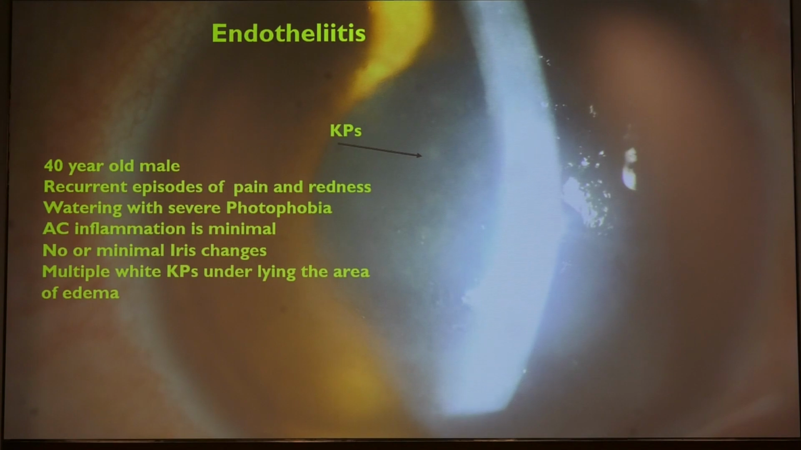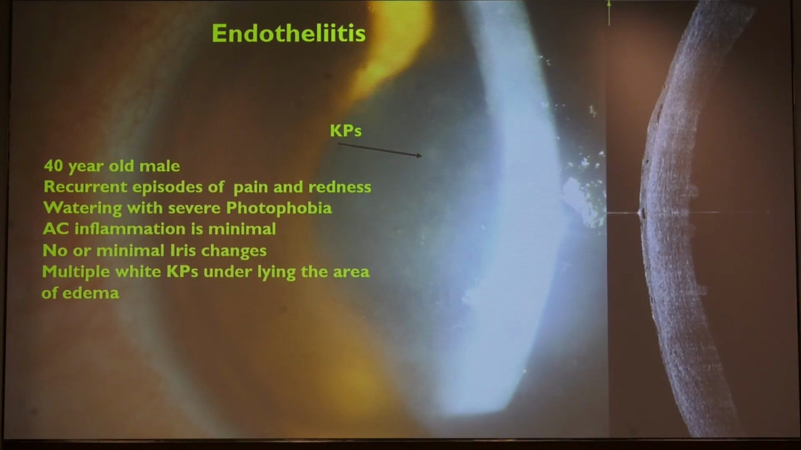Another modality which is not covered is endotheliitis. This is a 40-year-old male with recurrent episodes of pain and redness. As compared to immune stromal keratitis, the patient will have severe photophobia, and anterior chamber inflammation is minimal as compared to other types of uveitis, where you see multiple white KPs, which is very characteristic, lying underneath the area of edema. So you won't see beyond the area of edema, and that's the way endotheliitis presents.